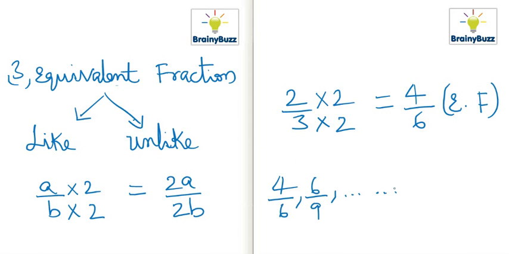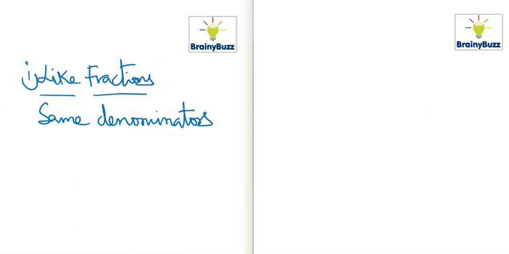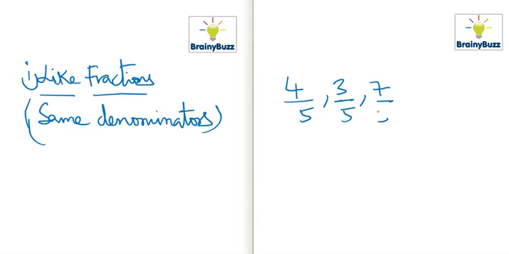Now about like and unlike fractions. Like fractions are fractions having the same denominators, and the numerators are different. For example, 4 by 5, 3 by 5, 7 by 5. Here the denominators are the same, 5, and the numerators are different.